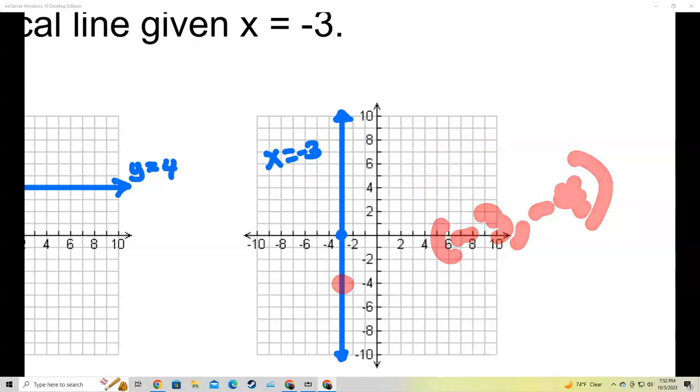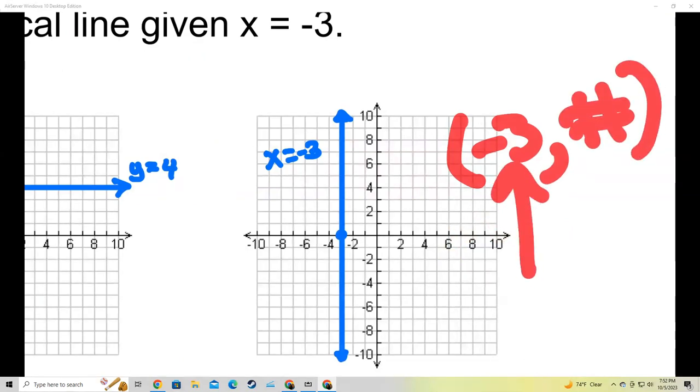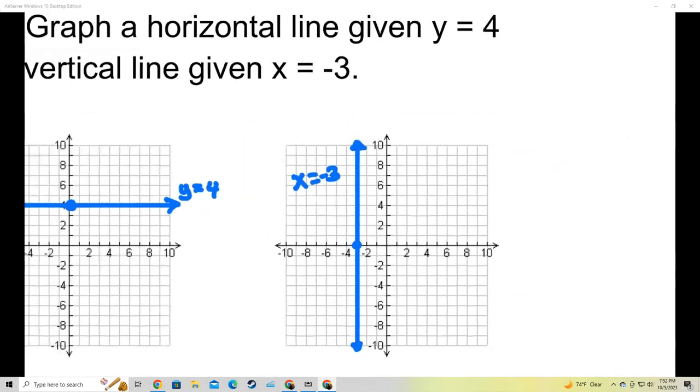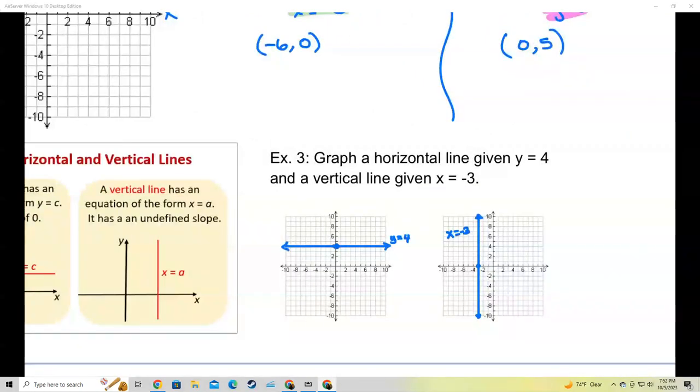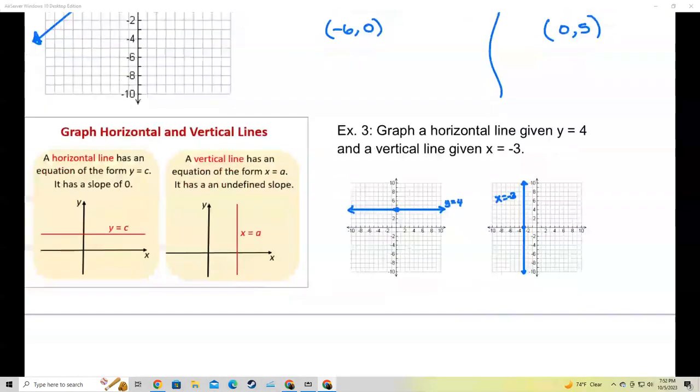In every single one of those cases, you had negative 3 comma some other random number. Notice that your x value was always negative 3. And so this is why they call it the x equals negative 3 line. All those x values on that line are negative 3. So if you have y equals a number, then it's a horizontal line with a slope of 0. If you have x equals a number, it's going to be a vertical line with a slope that's undefined.